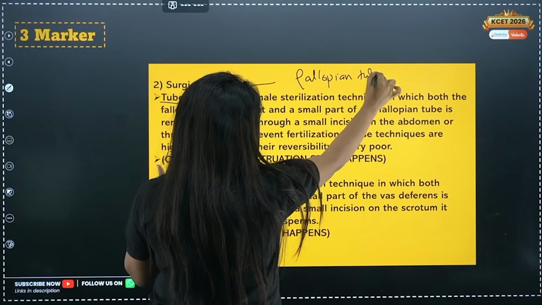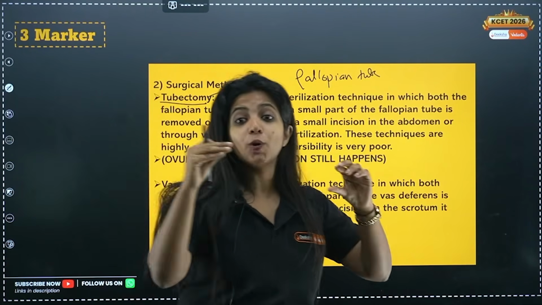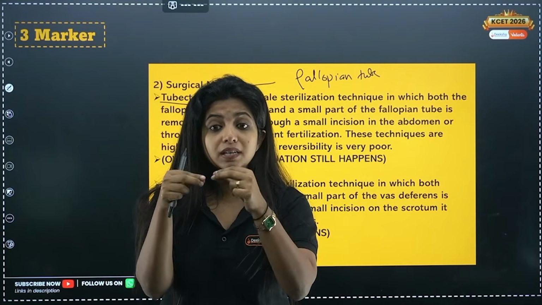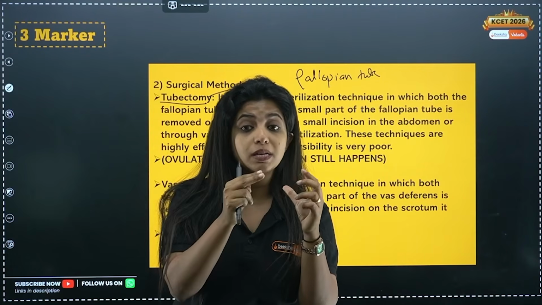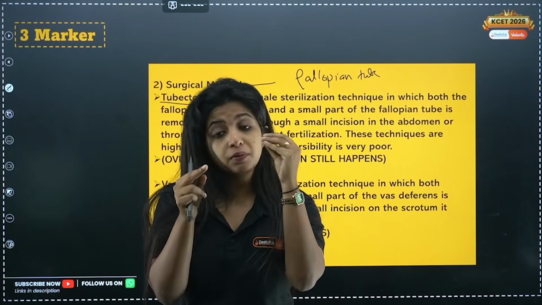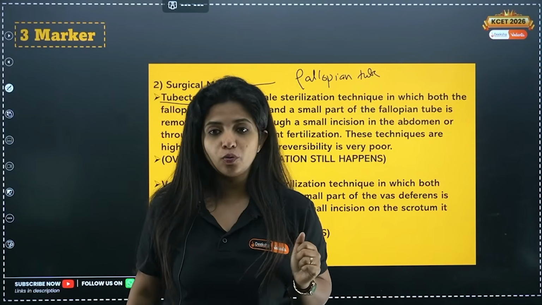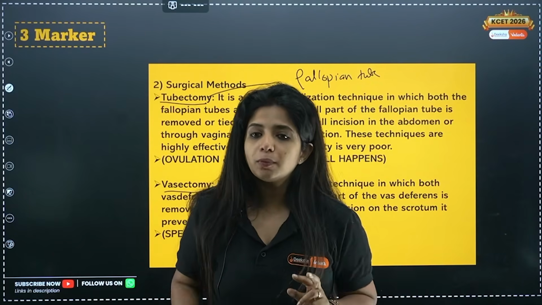Fallopian tube. Now the fallopian tube is something that transfers the ovum. Suppose the fallopian tube is cut and tied, my dear children, do you think the ovum transfer can take place? No. So the ovum and the sperm, even though they come, cannot meet and fertilize over here. Why? Because it has been cut and tied.